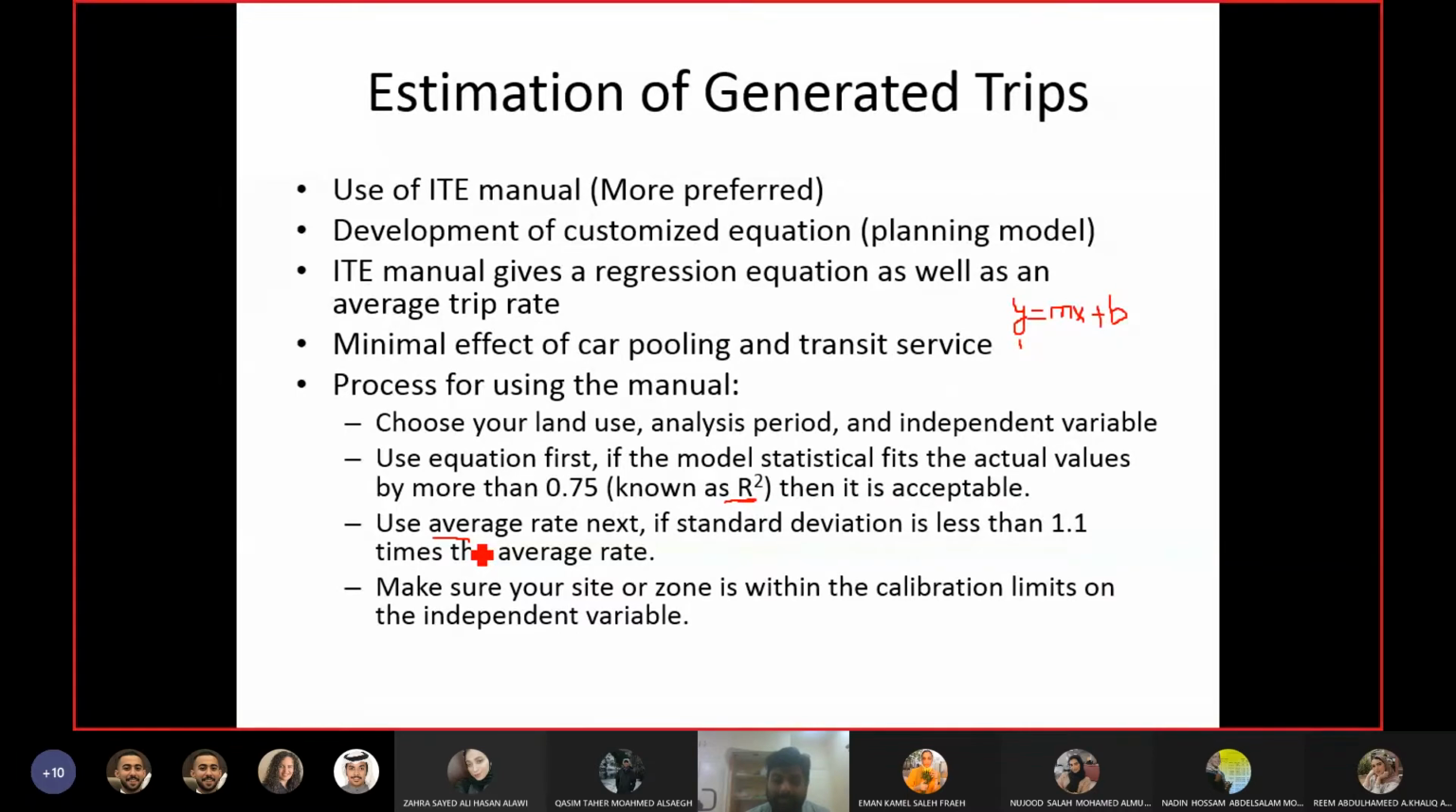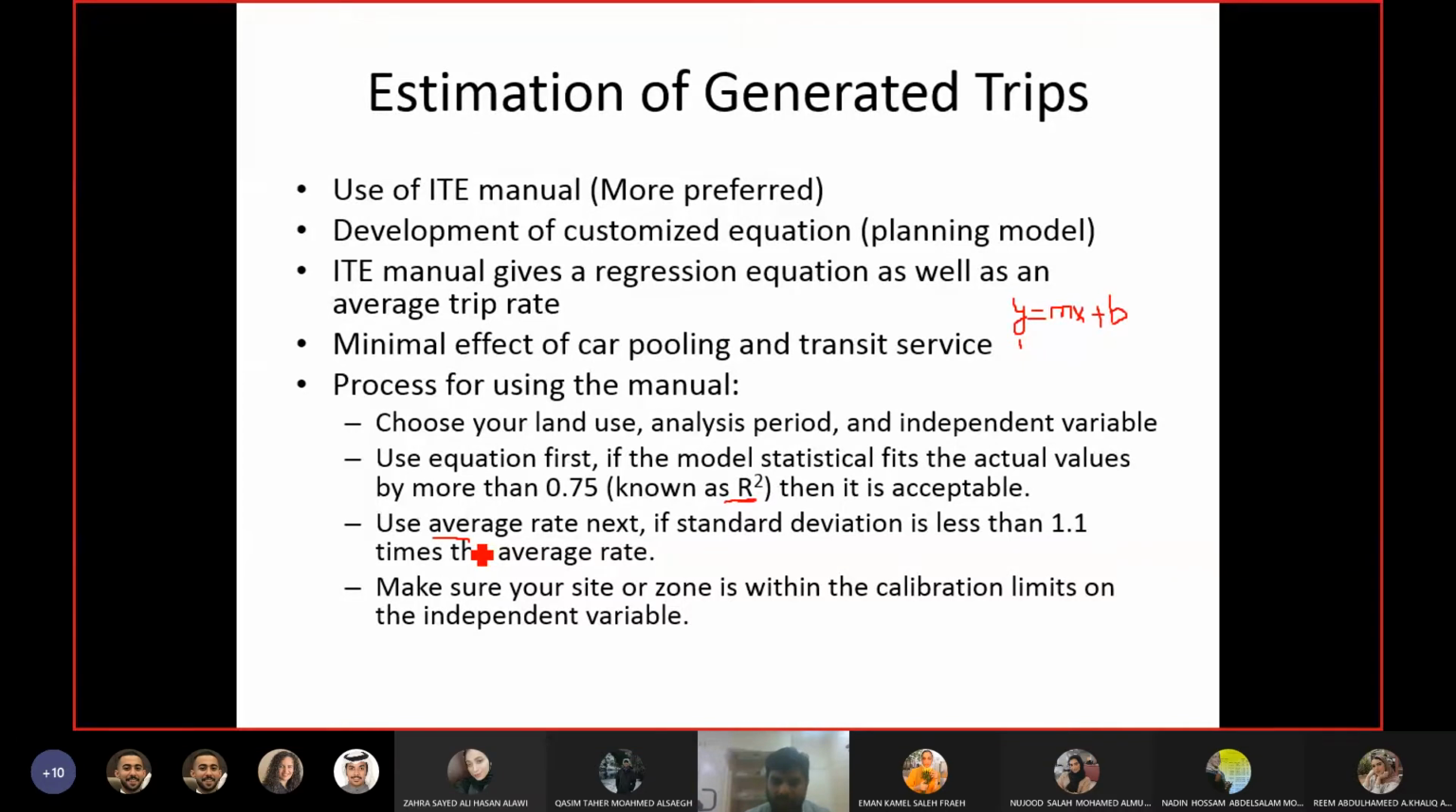Okay, so there may be some cases, I haven't seen the full manual, but there may be cases in which you find that both are not applicable. Then there's no option for you. Go back and develop your own equation. If the R square is less than 0.75 and the standard deviation of the trip rate is more than 1.1 times the average, then go back and take your own value. Okay, so to use the manual, we have these two checks.